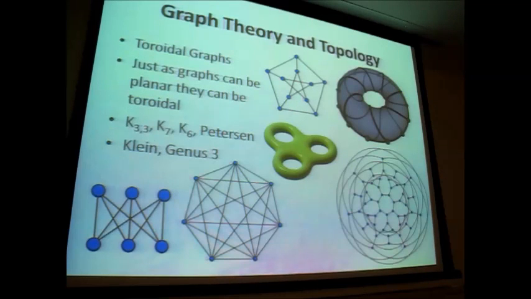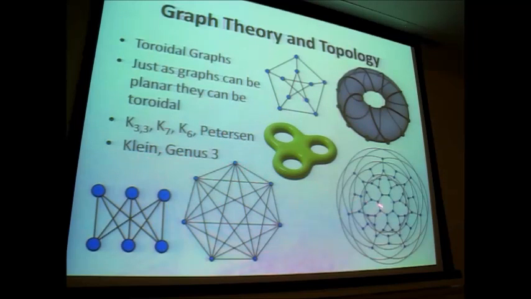And then the idea is that just as you can draw a graph on a plane or a sphere, you can draw it on a torus. So some of these graphs are actually toroidal. You can draw all these graphs right here, the Petersen graph. This is actually the K7 graph, and your utility graph K3,3 you can draw on a torus without crossing. And then I threw this one in here.